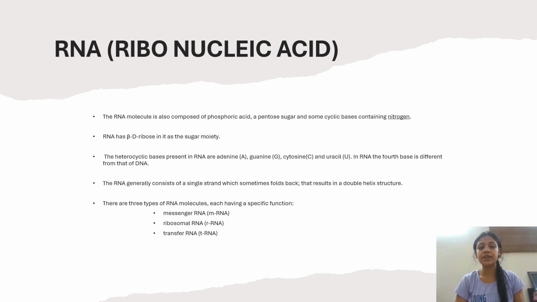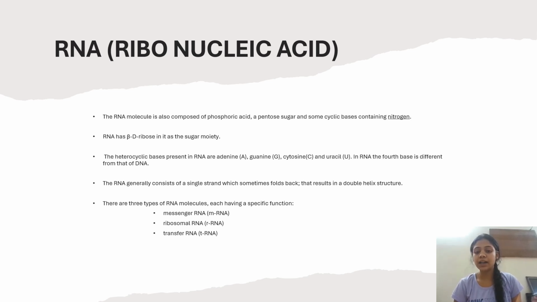RNA stands for ribonucleic acid. This RNA molecule is also composed of phosphoric acid, a pentose sugar, and some cyclic bases containing nitrogen. RNA has beta-D-ribose as the sugar moiety. The heterocyclic bases present in RNA are adenine, guanine, cytosine, and uracil. In DNA, we discussed that the bases are adenine, guanine, cytosine, and thymine. Here in RNA, thymine is replaced by uracil. It is a fourth component replacement.